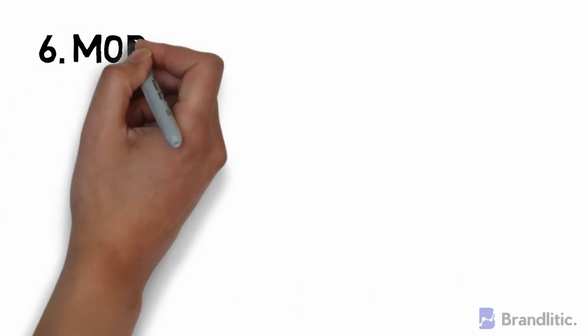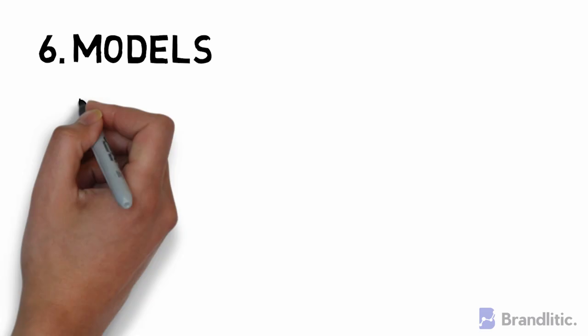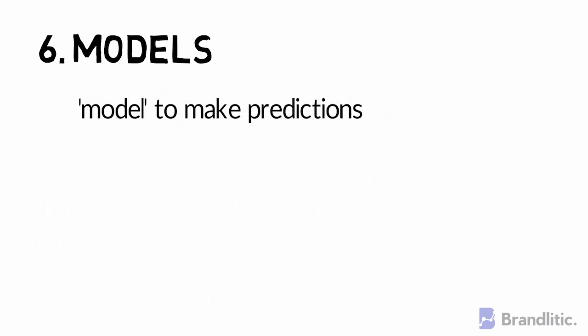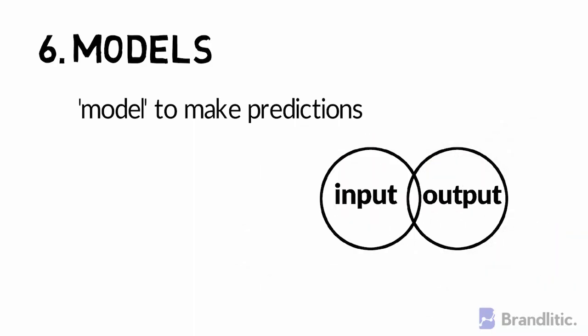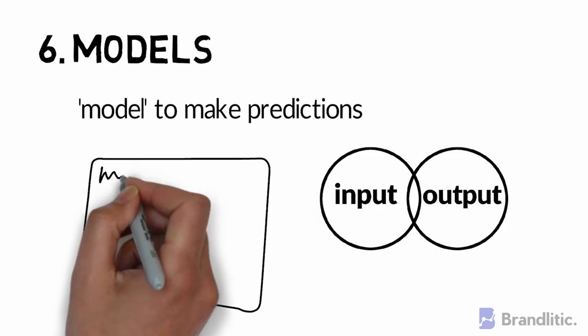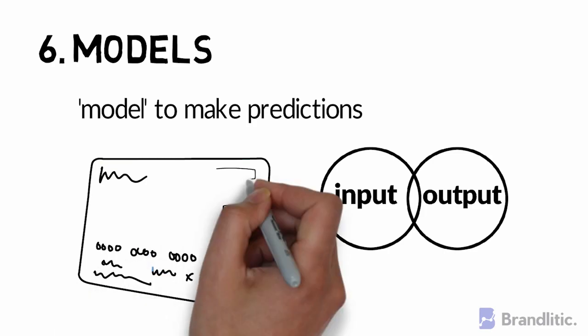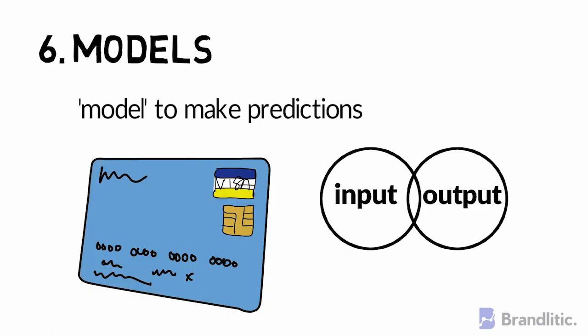Number 6. Models. After training the system, we get what we call a model to make predictions. We can take a model to assess new data entered and predict the output based on a series of patterns detected in training. For example, if a model with historical data is trained to detect the risk of credit card cancellation, the model will classify new customers based on their behavior to predict the cancellation.